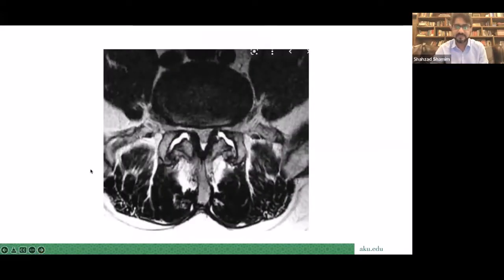So disc herniation, as we talked, is acute onset, in young patients, reversible most of the time. Spinal stenosis is a degenerative process, right? It takes years and years to develop, and this is not reversible. So this is a stenosis segment.